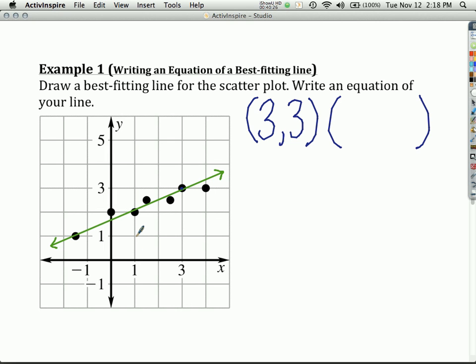1, 2. Yeah, I'm pretty close to that one. I'm a little bit above it, but I'm pretty close. Is there another? We could use that one. Is there another one we could use? Janae, is there another point we could use? That's on the line. That's easy to see.